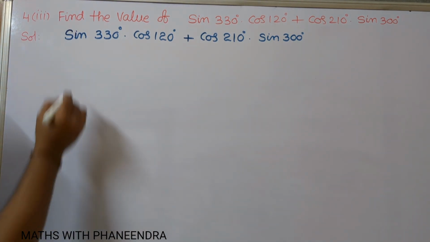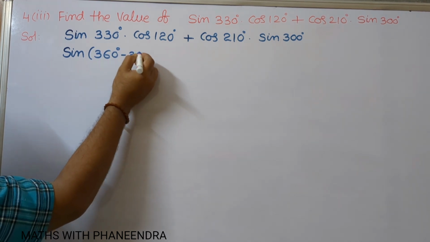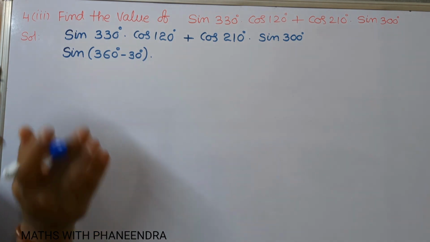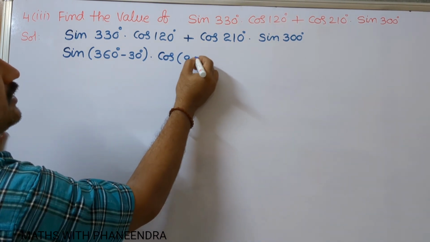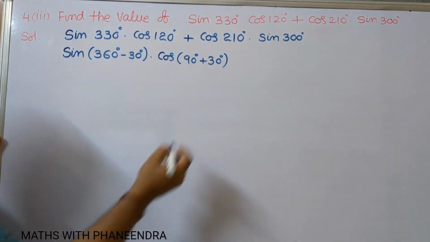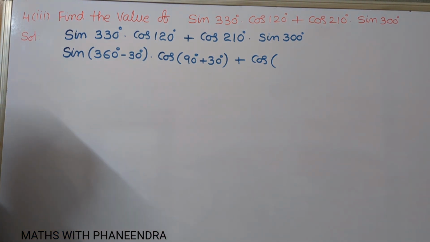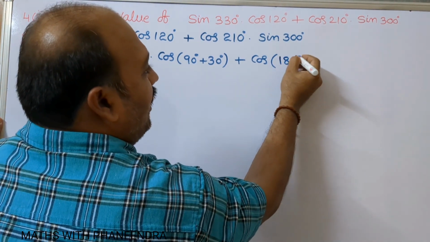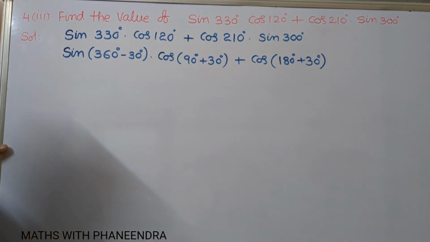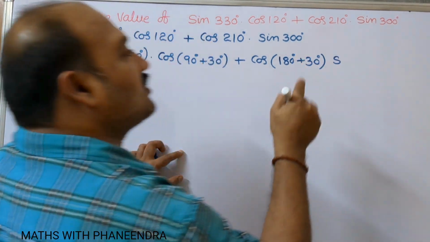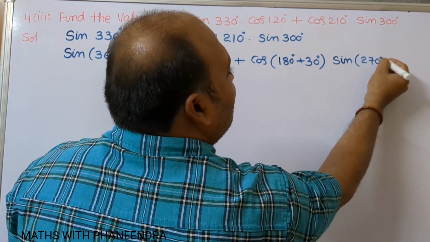Near 360, so we can write it as sin of 360 minus 30, into cos 120, either 180 minus 60 or 90 plus 30, so cos 90 plus 30, plus cos 210, either 270 minus 60 or 180 plus 30. Better to write 180 plus 30. Sin 300, 360 minus 60, otherwise 270 plus 30. Better to write 270 plus 30.